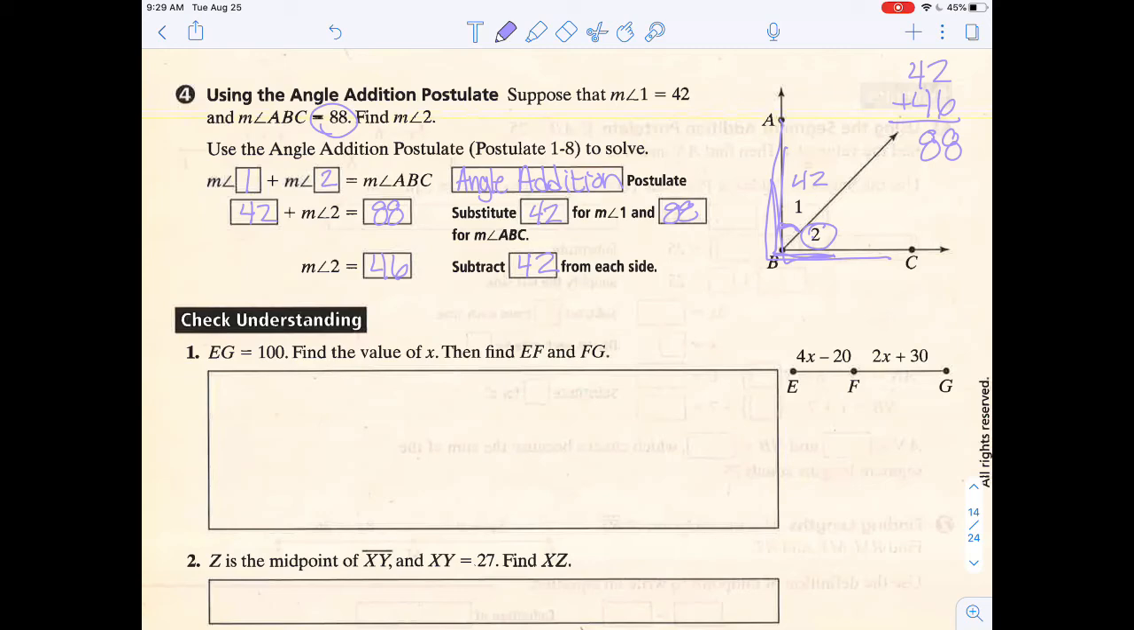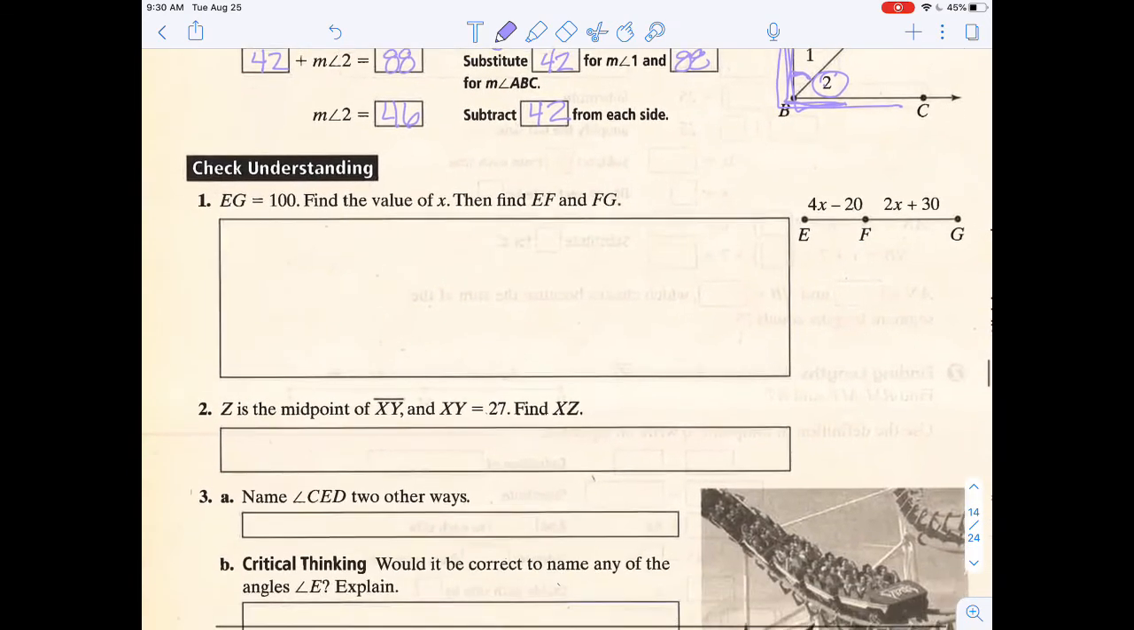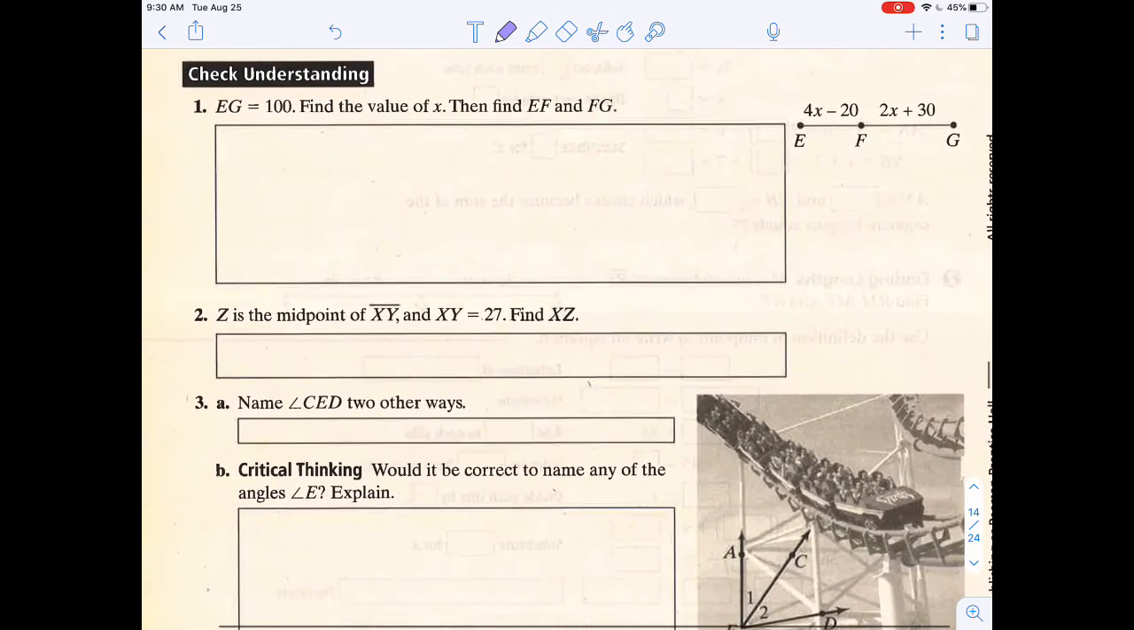Okay, now you are going to do the check for understanding. Okay, in this first one, it says EG is 100, find the value of X, then find EF and FG. Okay, so the whole thing is 100. That means when you add both of these pieces together, that's equal to 100. So you're going to figure out X first and then figure out each piece.